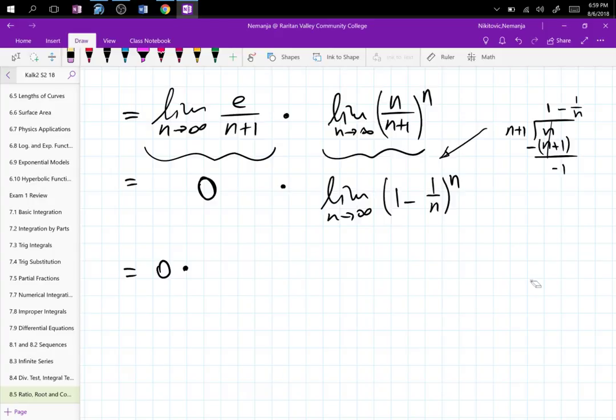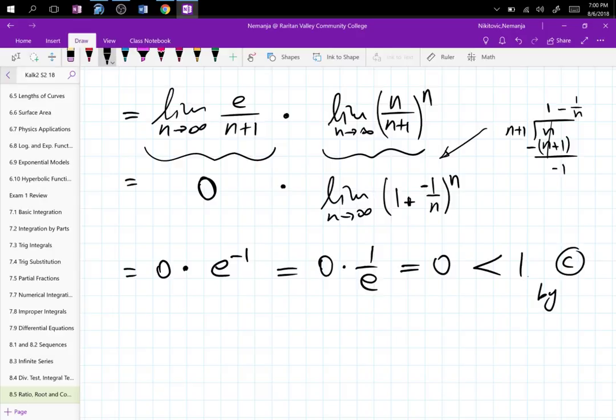So the trick that we can use over here is I can put the negative at 1 and put a plus over there. So now this is the form of e to the negative 1. So now you have 0 times 1 over e, and now it's 0. Less than 1. Convergent by ratio test. Yay. Yeah, the limits tend to be now fun.